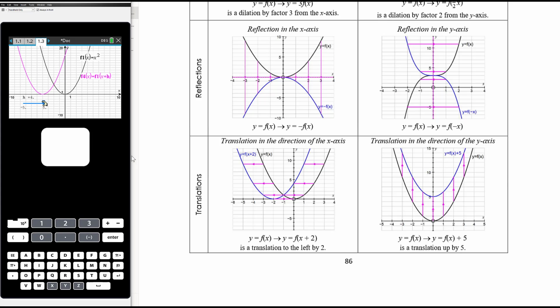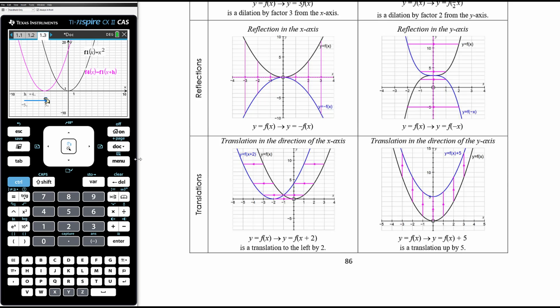So obviously then, when we make h smaller than 0, so if h is negative 1, we've got f of x minus 1, we go to the right by 1. F of x minus 2, f of x minus 3, f of x minus 4, etc.